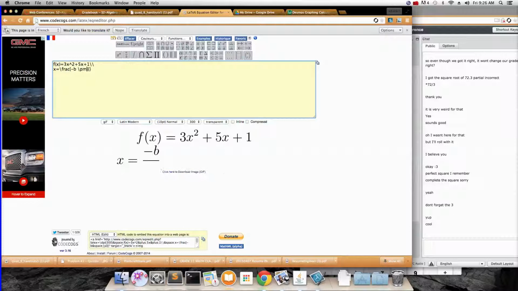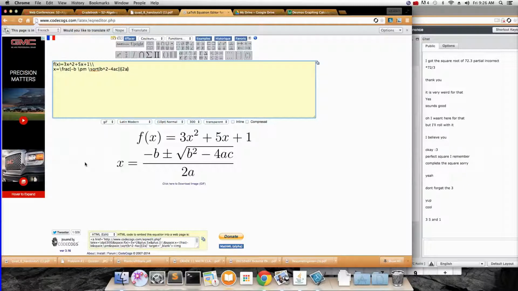What is A, B, and C? Three, 5, and 1. Exactly. Good. A, B, and C. So B is 5, A is 3, and C is 1.